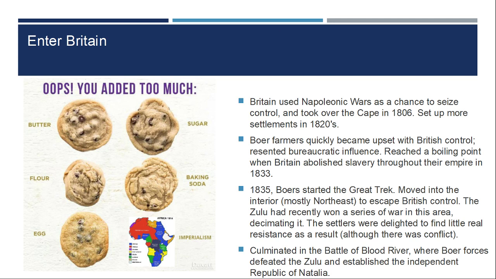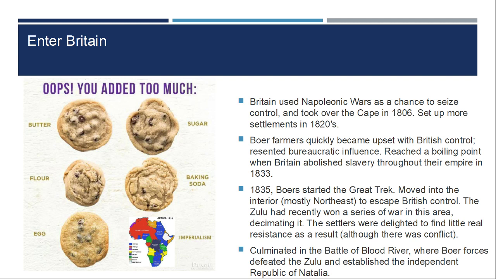And when the Napoleonic Wars roll around in the early 1800s, Britain decides that's a really good chance to go in there and gobble up some territory. So they roll in and they take over the Cape in 1806. They set up more settlements as we get into the 1820s.